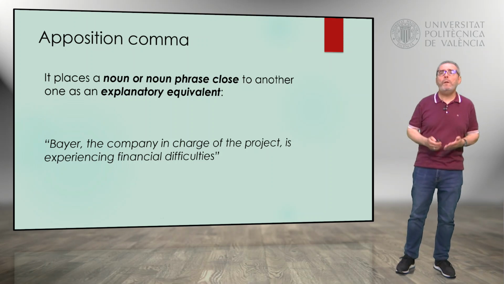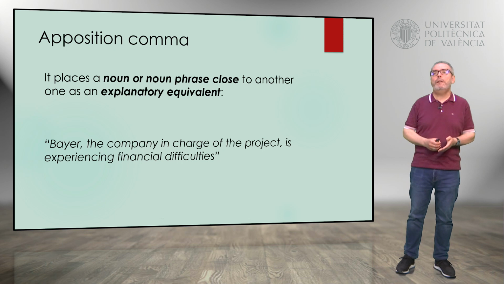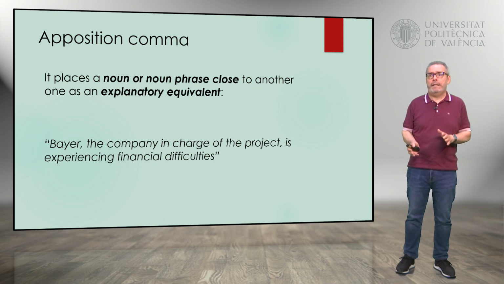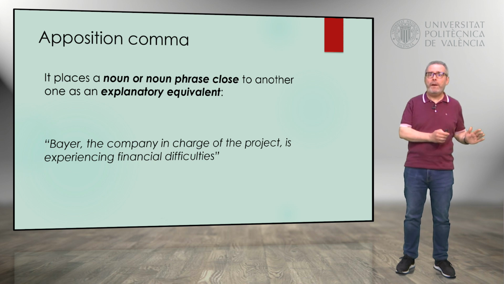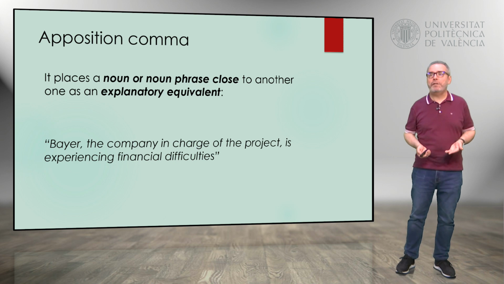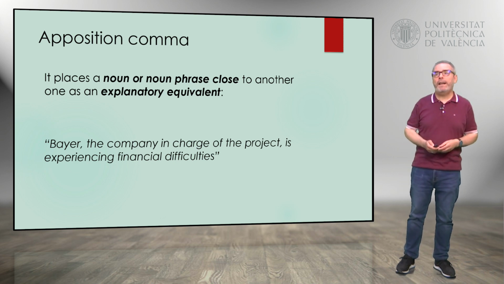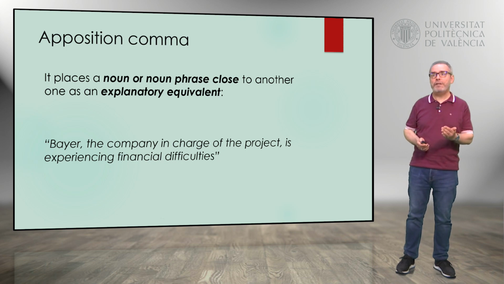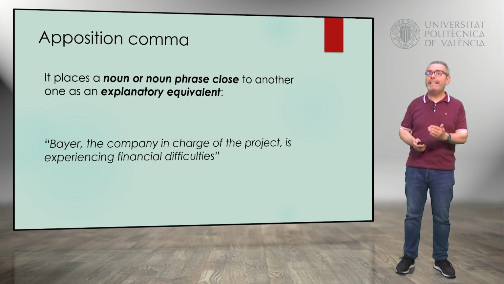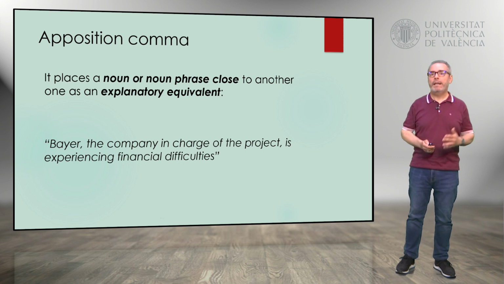The next type is what we call apposition comma. It places a noun or noun phrase, that is a noun plus adjective, etc., close to another one as an explanation of it, an explanatory equivalent. So this noun or noun phrase, which is put close to the thing we want to explain, is put in commas. For example, Buyer, the company in charge of the project, is experiencing financial difficulties. In this case, the company in charge of the project explains or identifies the previous element.